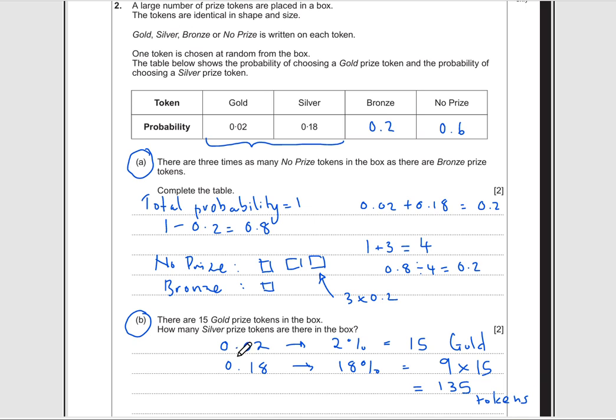You may have also worked backwards with this probability. So if you take 15 divided by 0.02, it will give you a total of 750 tokens, which you can then multiply by 0.18. Will also give you the answer 135.